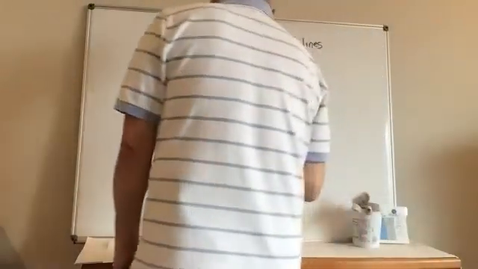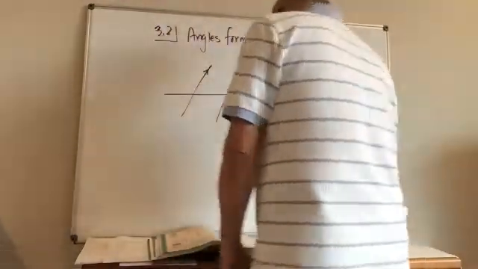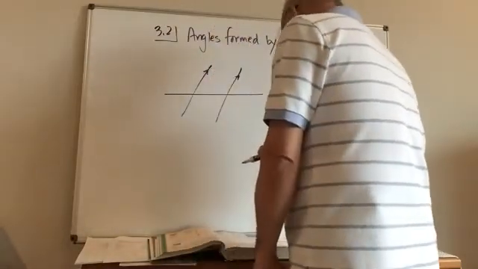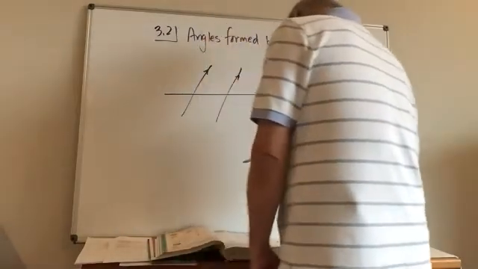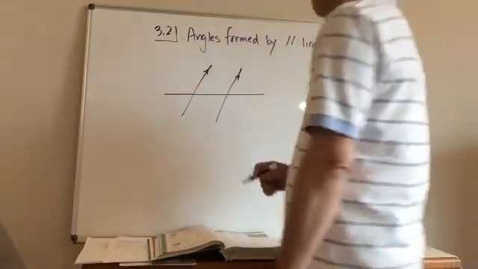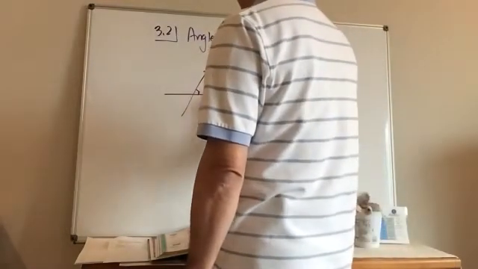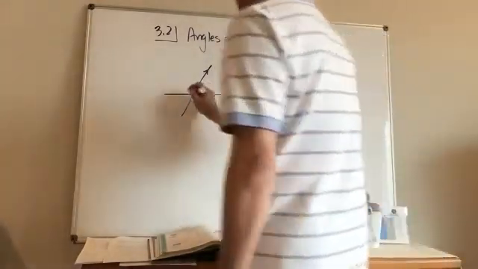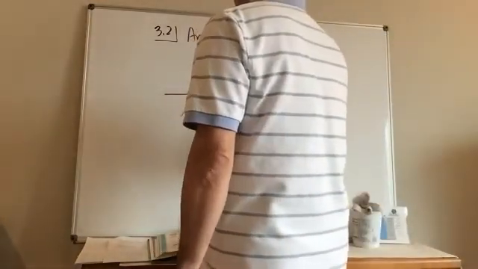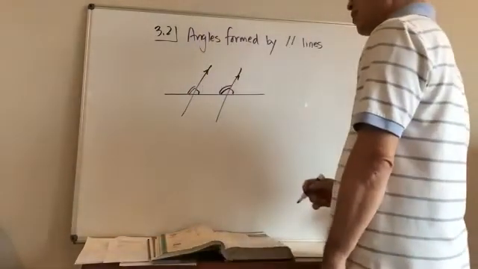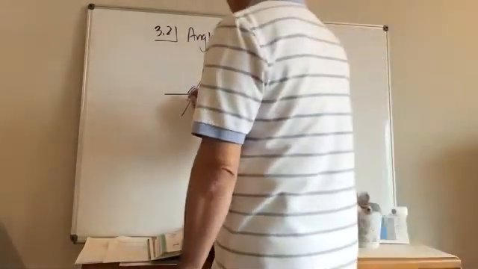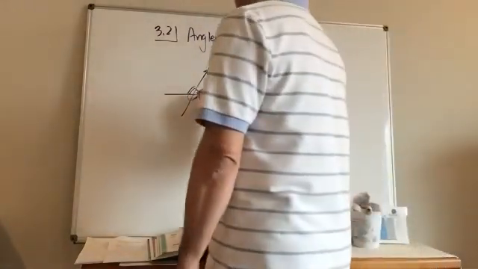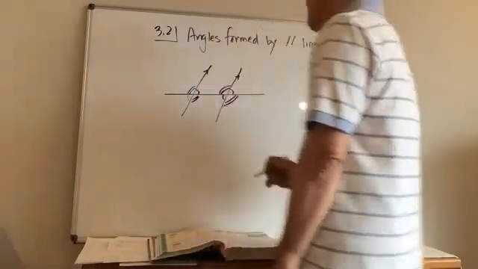Then postulate 3-2-1 says, if two parallel lines are cut by a transversal, then the pairs of corresponding angles are congruent. In other words, this guy and this guy are congruent because they're corresponding angles. This guy and this guy are also corresponding angles. And then this guy and this guy are corresponding angles, and also this guy and this guy are corresponding angles too.